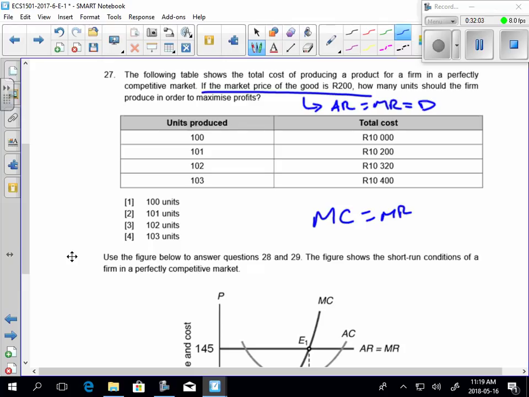Now, what is marginal cost? Change in total cost. Here's our total cost. What did total cost change by? 200. What is the price of the product? 200. So marginal cost equals marginal revenue. So this company needs to produce 101 units.